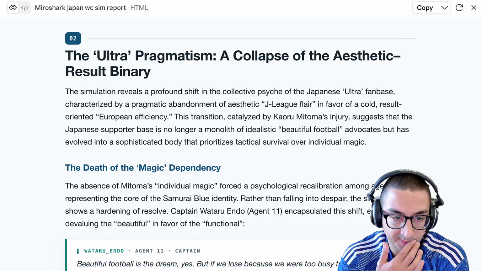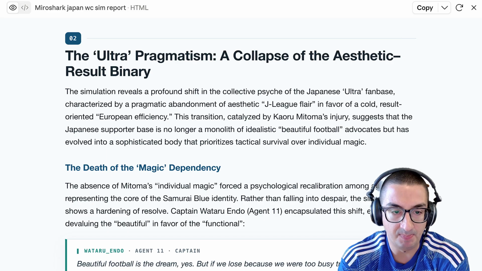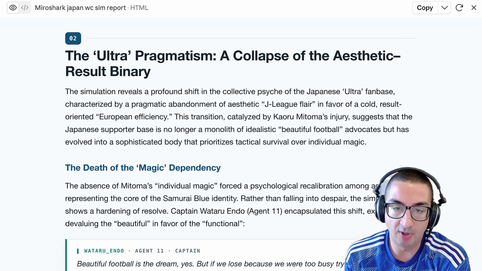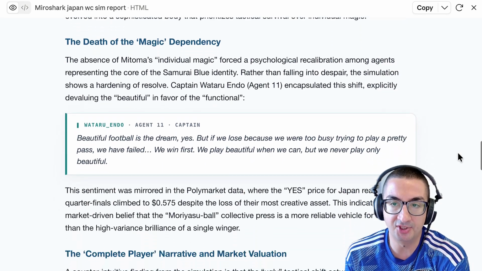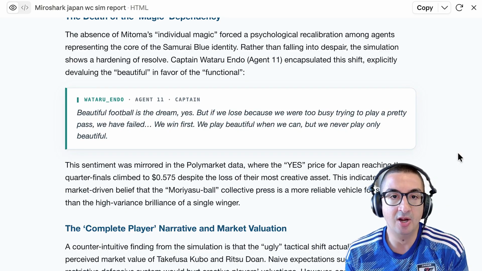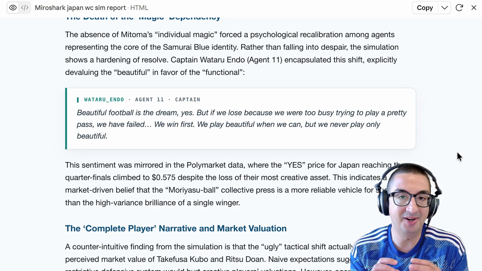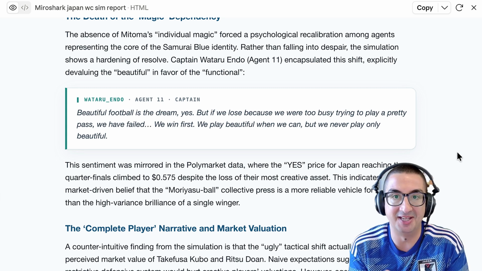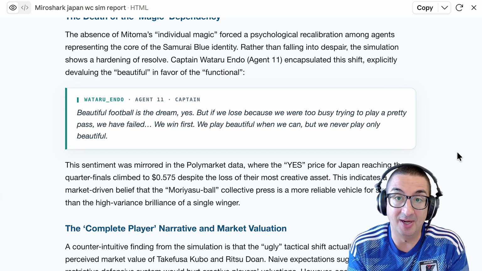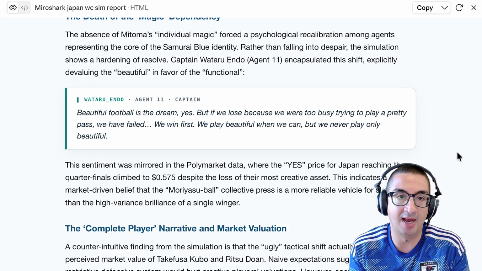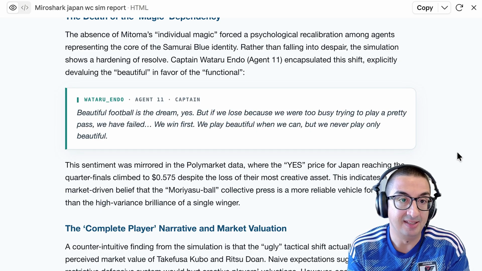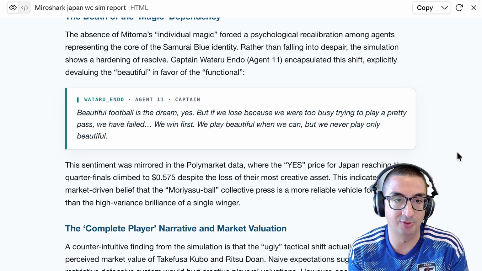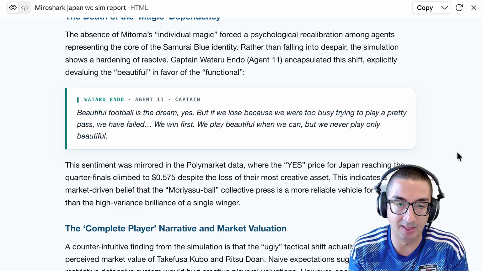The death of the magic dependency. The absence of Mitoma's individual magic forced a psychological recalibration among agents representing the core of the Samurai Blue identity. So we are analyzing the agents that are impersonating Japanese football fans. So rather than falling into despair, the simulation shows a hardening of resolve. Captain Wataru Endo, Agent 11, encapsulated this shift, explicitly devaluing the beautiful in favor of the functional. Typical of Japanese mentality, if you think about it.